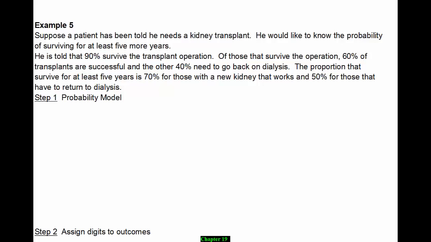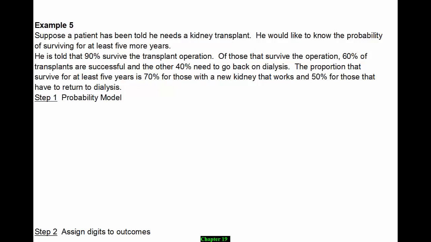For our last example in Chapter 19, we're going to suppose a patient's been told that he needs a kidney transplant and he wants to know the probability of surviving at least 5 more years. Surviving at least 5 years is a very common endpoint in public health. He is told that 90% survive the transplant operation, and of those that survive, 60% are successful, and the other 40% need to go back on dialysis.